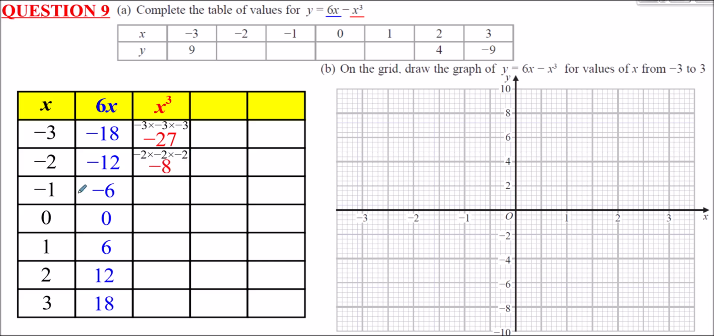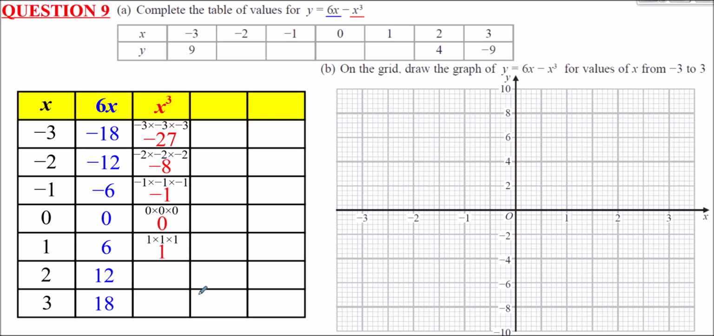When x is minus 1, x cubed is minus 1 times minus 1 times minus 1. Minus 1 times minus 1 is positive 1, but multiply it by another minus takes us to minus 1. Now we get into the non-negatives, and that makes it much easier. When x is 0, 0 cubed is 0, because 0 times 0 times 0 is 0, obviously. When x is 1, x cubed, 1 multiplied by 1 multiplied by 1 is 1.